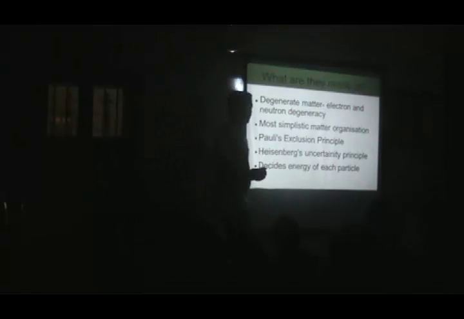First and foremost, they aren't made up of regular matter. They're made up of something called degenerate matter. It's called either electron degeneracy or neutron degeneracy. I'll come to that to explain what that is. Basically put, it is the most simplistic organization of matter you can ever have.